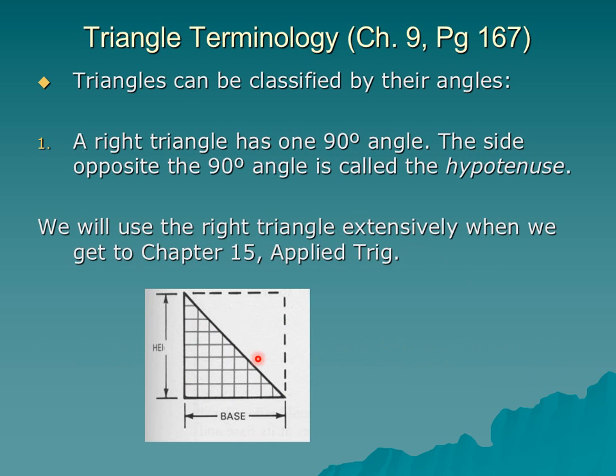And also, if you start at this point and go all the way to the top point of the triangle, this is called the height of the triangle. Similarly, this length is the base of the triangle. And the other side, which is actually the longest side of the triangle, is called the hypotenuse. Okay.